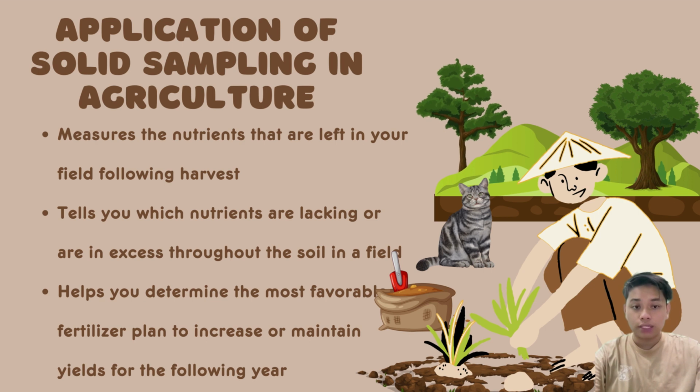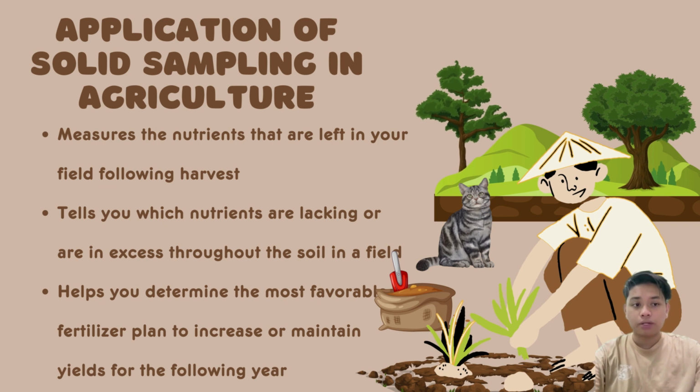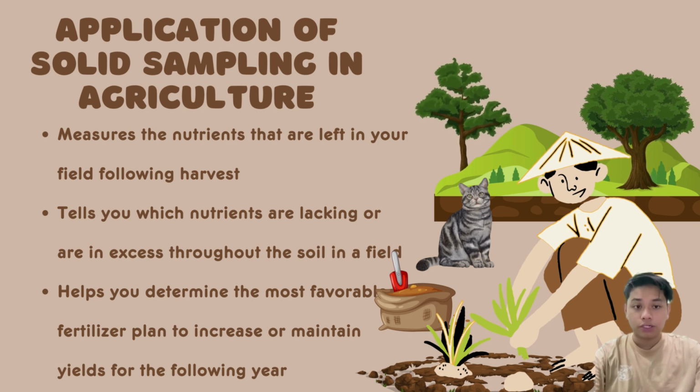So the third one is to help you determine the most favorable fertilizer plan to increase or maintain yield for the following year. Soil sampling data helps farmers develop tailored fertilizer plans, addressing nutrient deficiencies and optimizing management. This leads to improved crop health, increased productivity, and cost-effective nutrient management.